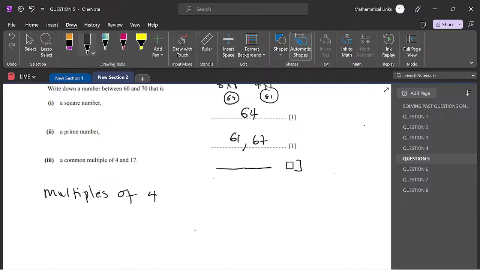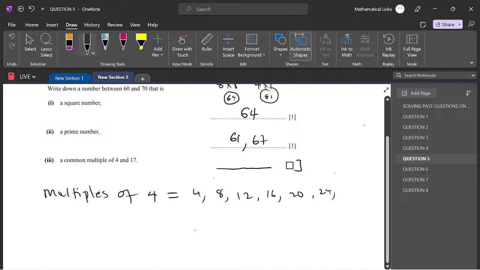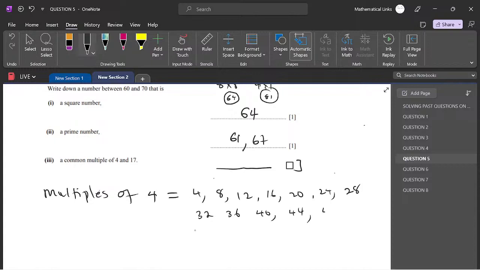Multiples of 4 are: 4 times 1, 4, 4 times 2, 8, 4 times 3, 12, 4 times 4, 16, 4 times 5, 20, 4 times 6, 24, 4 times 7, 28, 4 times 8, 32, 4 times 9, 36, 4 times 10, you have 40, you have 44, you have 48, you have 52, you have 56, then you have 60.